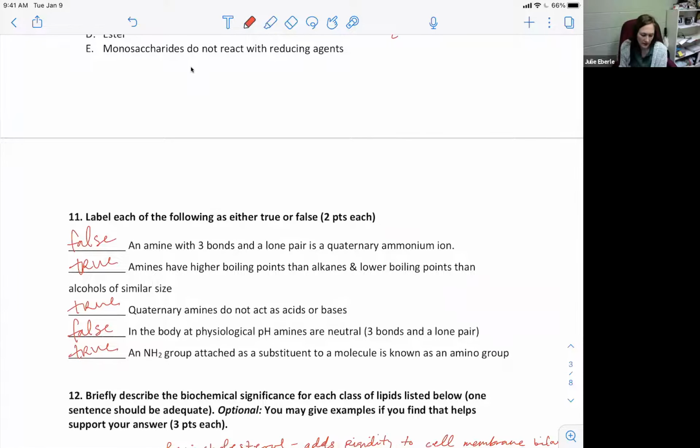Okay, 11. This was all about amines. This whole problem was about amines. So an amine with 3 bonds and a lone pair is a quaternary ammonium ion. That is false, okay? So that looks like 3 bonds and a lone pair. I don't even care if these are to carbon and hydrogen. This is not quaternary. Quaternary, it's got to have 4 bonds. And ammonium indicates it's got some kind of plus charge. But when nitrogen has 3 bonds and a lone pair, it's neutral. Okay, so that one was false.